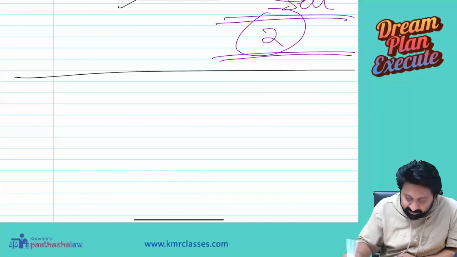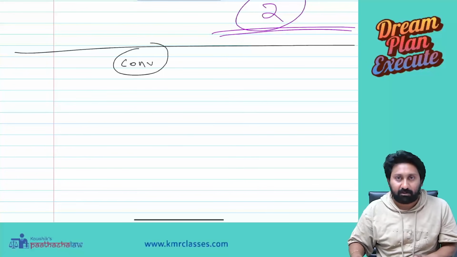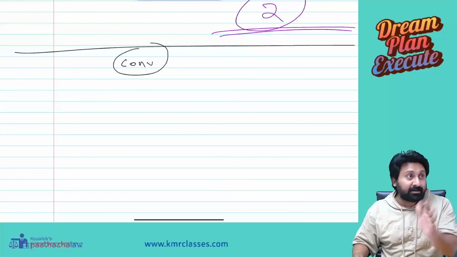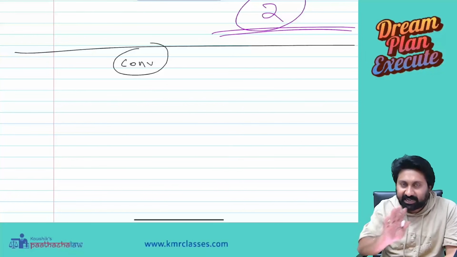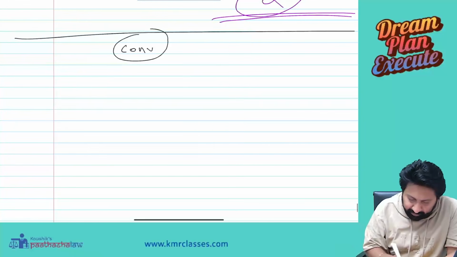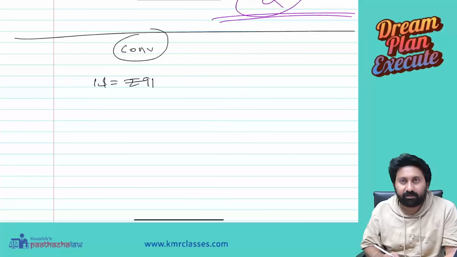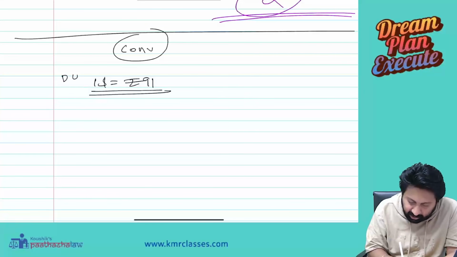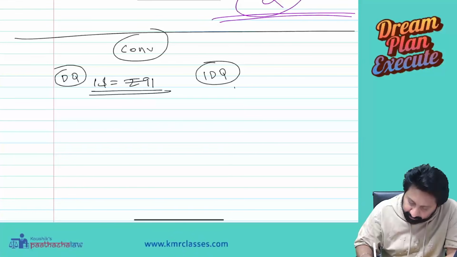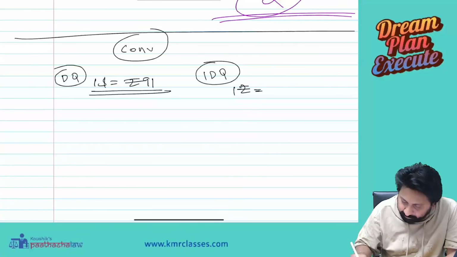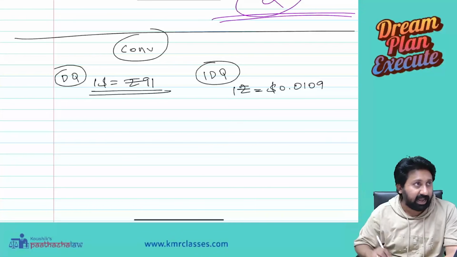Next discussion: conversion. A very, very important discussion is going to happen now. What do you mean by conversion? Sometimes in the question, we have to convert the quotations. I will give you an example. $1 equals rupees 90, let us say 91. This is a direct quotation on dollar against rupee. I want an indirect quotation. How to do it? 1 rupee equals $0.0109. This is what we have already calculated.